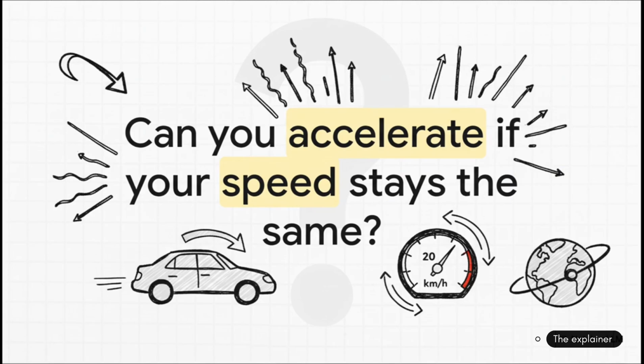So here's a little brain teaser for you. Based on everything we've just talked about, do you think it's possible to be accelerating if your car's speedometer is totally locked in at, say, 60 miles per hour? Not moving at all. Is it possible? Think about it for a sec.